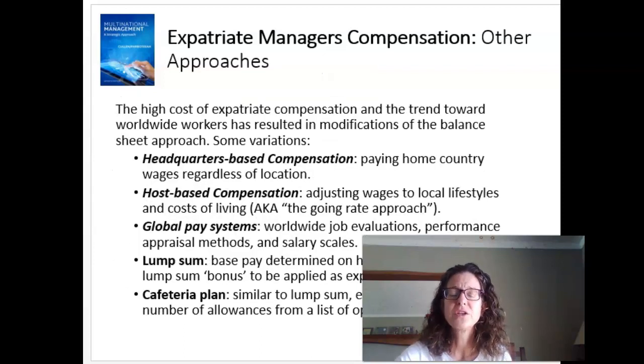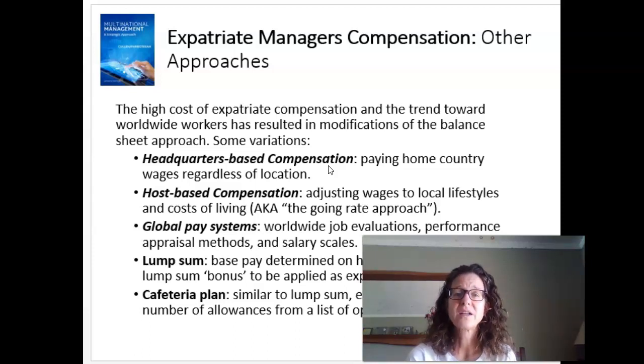Other approaches, in addition to the balance sheet approach, include headquarters-based compensation. Headquarters-based compensation pays home country wages regardless of location. This means that the organization has a global compensation strategy, and all organizational members are paid based on their job status or their ranking or their job responsibilities worldwide in a consistent way. And so this eliminates some of the differences that can be caused when organizations pay based on the home country of the expatriate rather than the home country of headquarters.